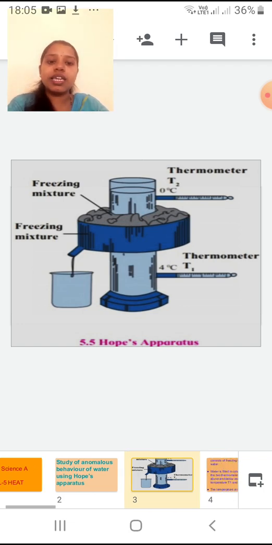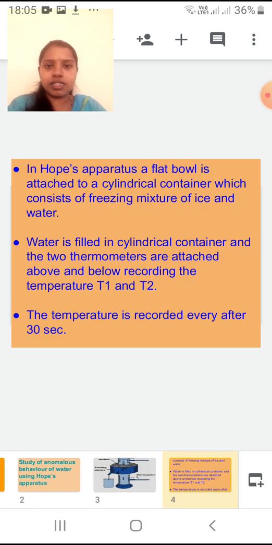Again, this is only the construction, which I have written in the next slide. Hope's apparatus has a flat bowl attached to a cylindrical container, which contains the freezing mixture of ice and water. Water is filled in the cylindrical container and two thermometers, T1 and T2, are attached. One more important thing: the temperature is recorded every 30 seconds, because we are going to plot a graph and see the nature of the graph.